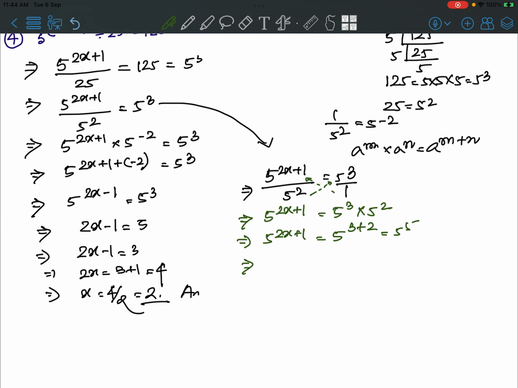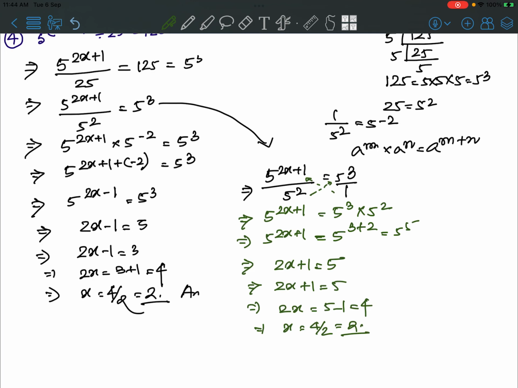Then the same thing, the bases are equal on both sides, so the powers are equal. That means 2x plus 1 equals 5, so 2x equals 5 minus 1, which is 4. Then x equals 4 divided by 2, that is 2.